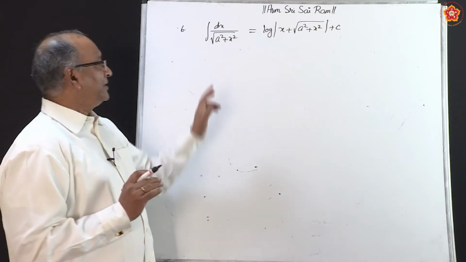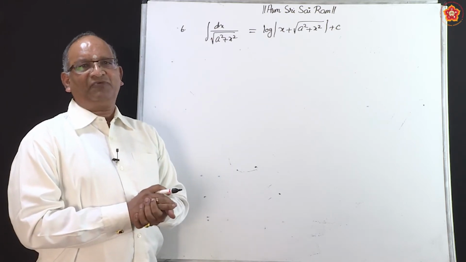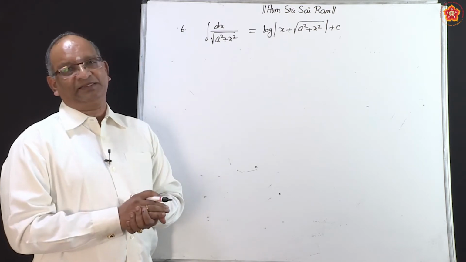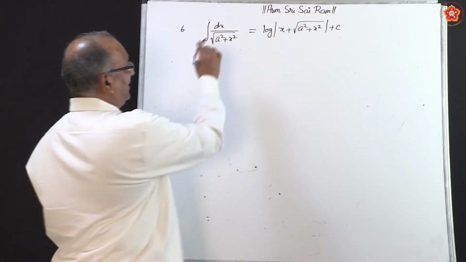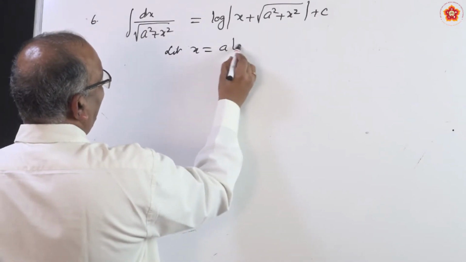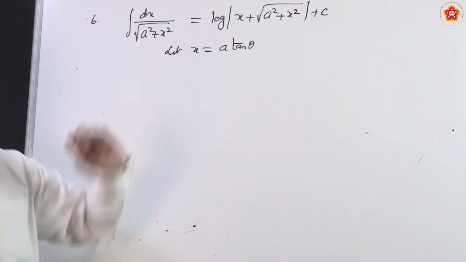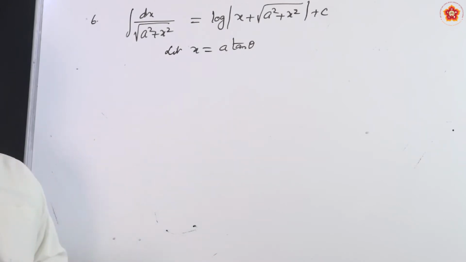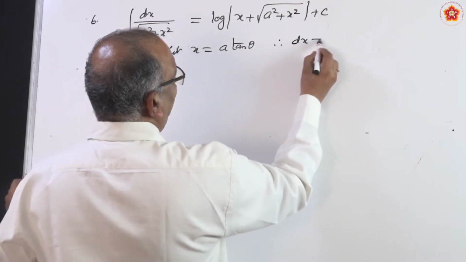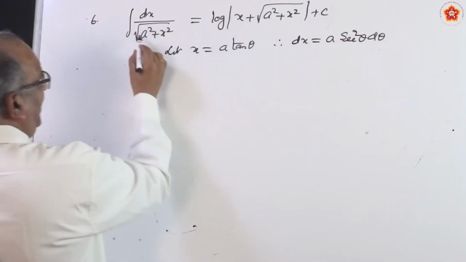Suppose if you take a sin theta, it will become 1 plus sin square theta. Do you have a formula for 1 plus sin square theta? No. We have formula for 1 minus sin square theta. So, the appropriate substitution will be, let x is equal to a tan theta. Why? The advantage is you will get 1 plus tan square theta, which will automatically get into sec square theta. So, make this substitution and we can say that dx is equal to a sec square theta d theta, and now try to write this.